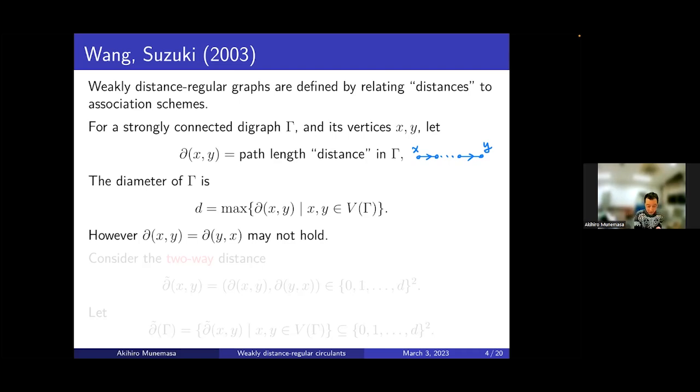Then we can consider the minimum length of such a path and call it distance, but this is not a proper distance, or it doesn't satisfy the axioms of a metric, because it is not necessarily symmetric. Nevertheless, we could call the largest value of this kind of distance the diameter. And the main difference from the undirected case is that this two-variable function is not symmetric.